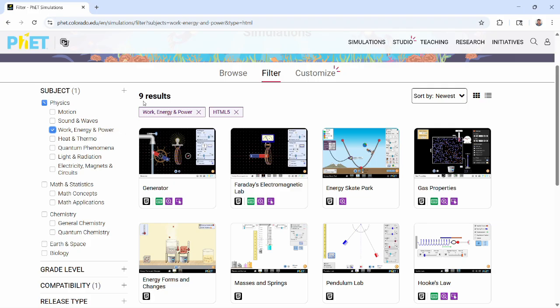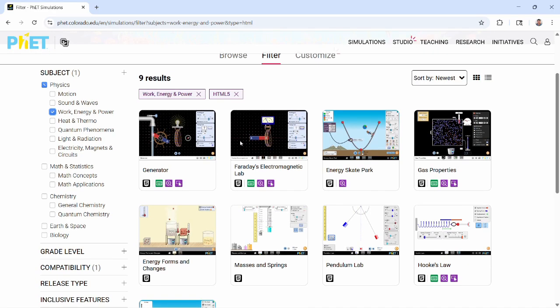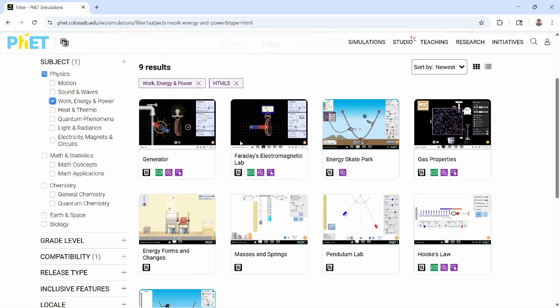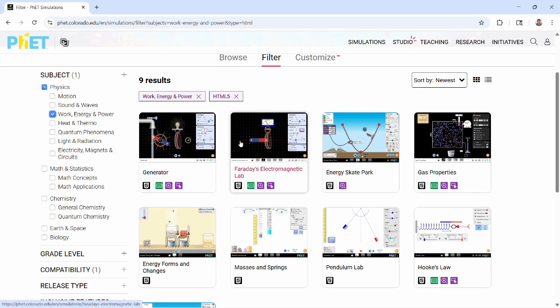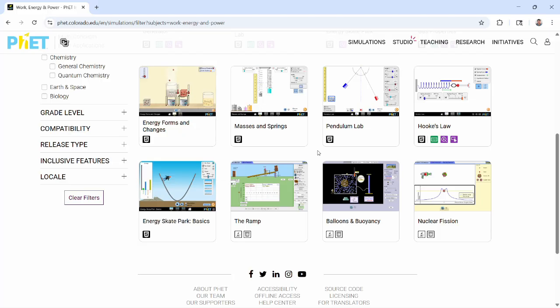So this shows 9 results. Now, this isn't all the simulations that are available, although I think all the simulations I want you to demonstrate are here. If you want to see more simulations, especially the legacy classic simulations that have been around a while, you can unselect HTML5. HTML5 simulations are great. They run basically everywhere. But let's see which ones popped up.